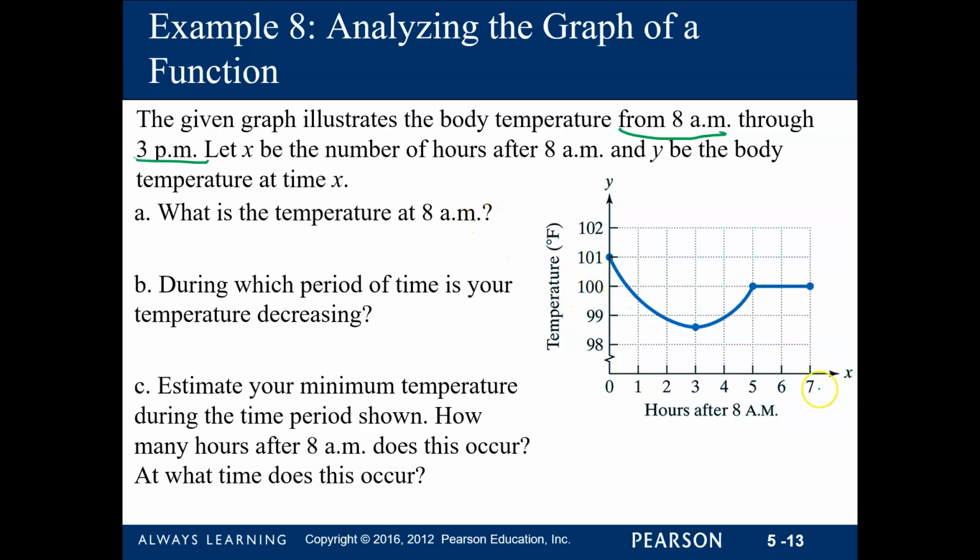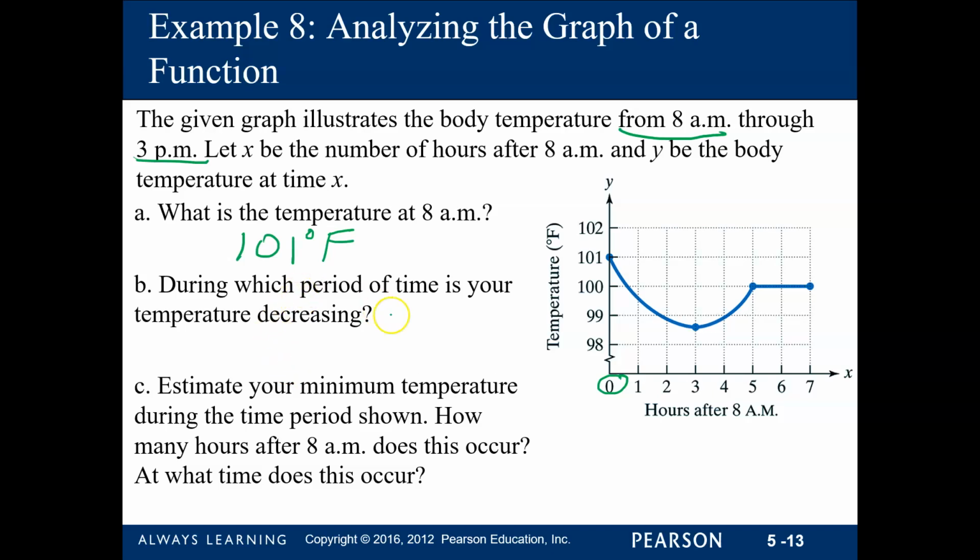Okay, now you cannot be looking at the number 8 on the x-axis because remember, these are the number of hours after 8 a.m. So this one represents 1 hour after 8 a.m., which means 8 a.m. is our 0. Okay, so the temperature when x is 0 is actually 101 Fahrenheit. Okay, so that's that. Do not look for the number 8.